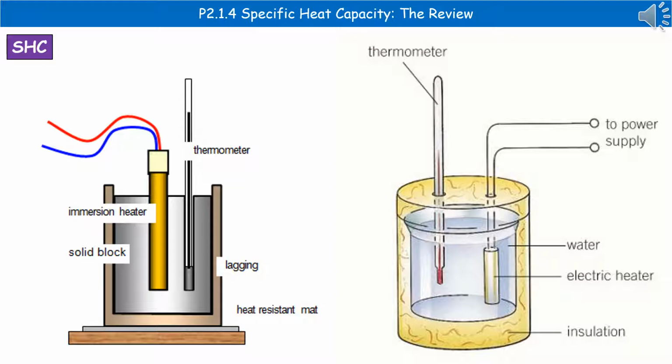So what we actually do is we connect our heater into our power supply, and then record how much the temperature changes over a given time, and from our circuit we'll also take readings of the current and the potential difference, which we can then go on to use in our calculations.